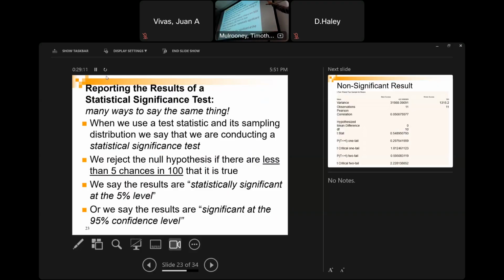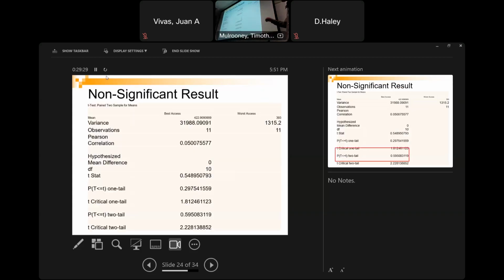Now, the way that we report these, people get really fickle about. We can say we reject the null hypothesis. I just like to say they're statistically different at the 90% confidence interval, 95% confidence interval, 99% confidence interval. So when I look at something like this, where I see best access, worst access, and I get a p-value of 0.6, I know they're not statistically different. Here we're looking at spending on fruits and vegetables. In our best access, they spend $422. In our worst access, they spend $393.